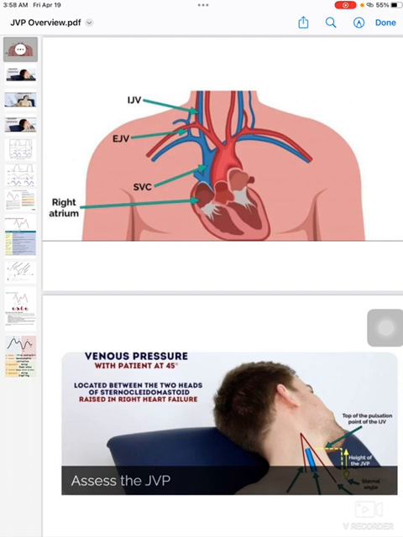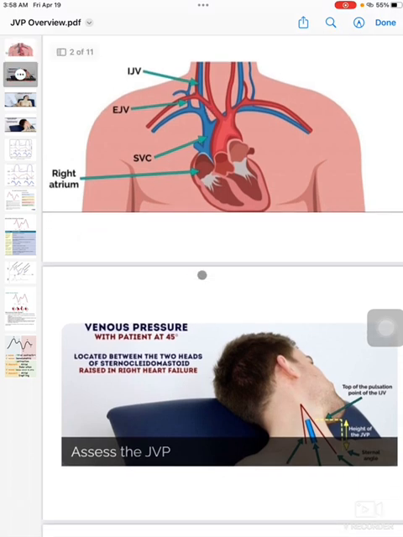The double pulsation associated with the jugular venous pressure reflects pressure changes within the right atrium. Think of the pressure changes like a Mexican wave, starting in the right atrium and traveling to the internal jugular vein where we observe the pulsations.